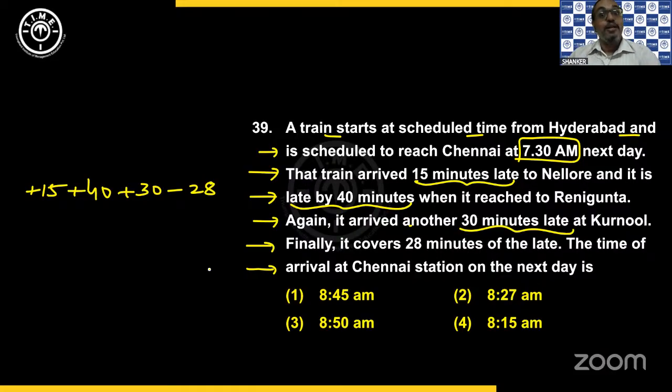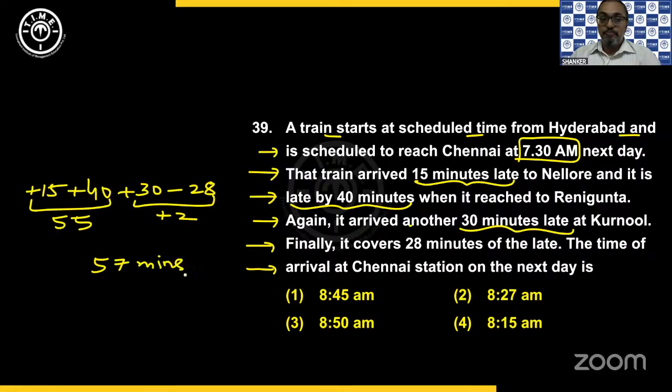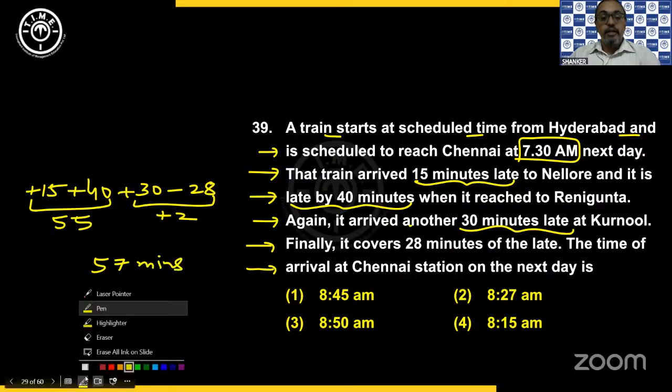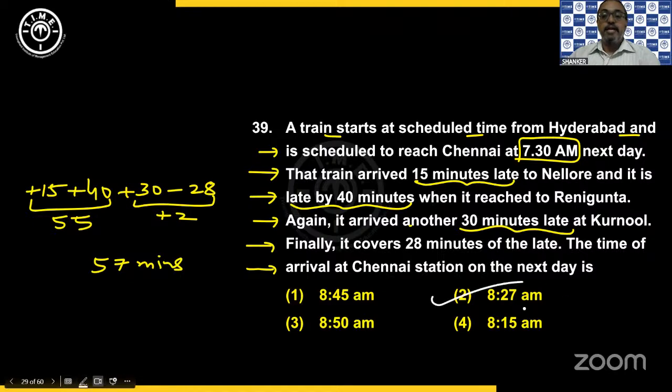Then the time of arrival at Chennai station on the next day is. So when it is actually arriving, the scheduled arrival is 7:30. So what you do? We know this is plus 15, right? Then you add everything. So this is 55 plus 2. So basically it is 57 minutes late. So if it is 57 minutes late, then my answer is going to be 8:27 a.m. 3 minutes less than 8:30. That's all.